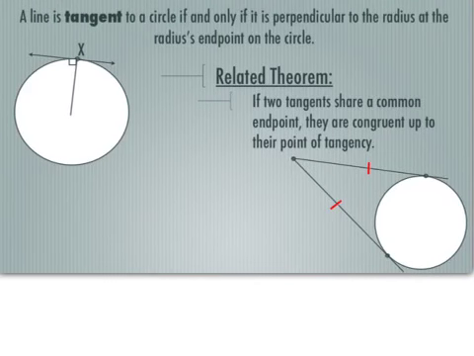And a related theorem for you, guys. If two tangents share a common endpoint, so if they're both coming from the same point outside of the circle, and you measure from that common point to the place where they hit the circle, that length is going to be the same in both of them. Okay? So this distance from here to here is going to be the same as this distance from here to here. Gentlemen, you with me? Thank you.